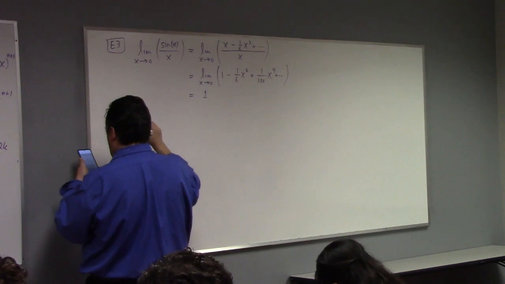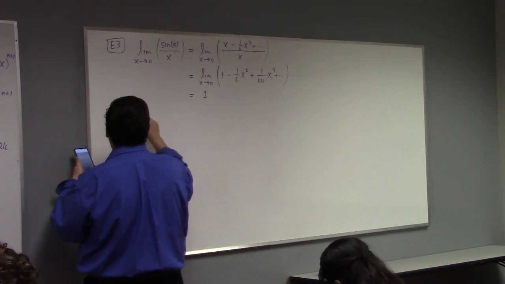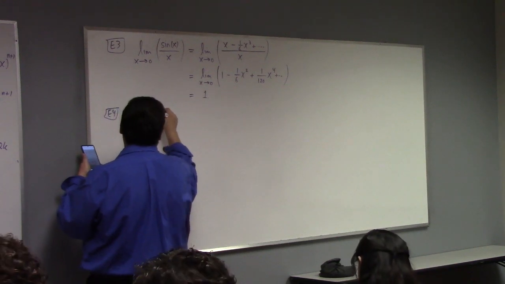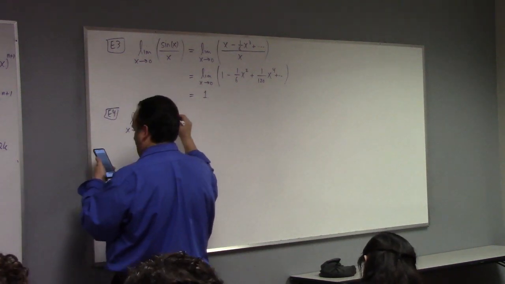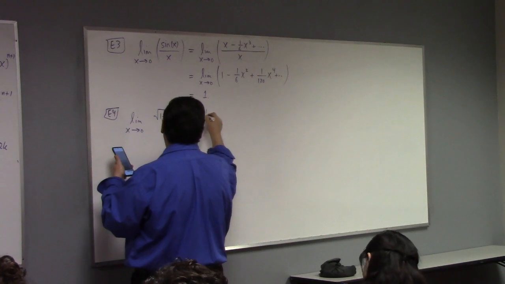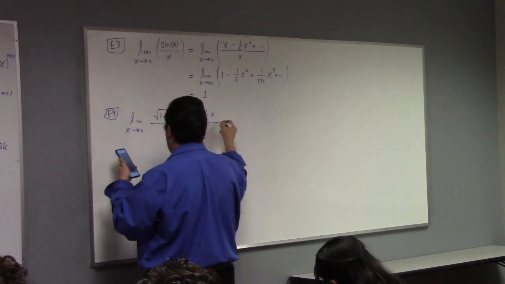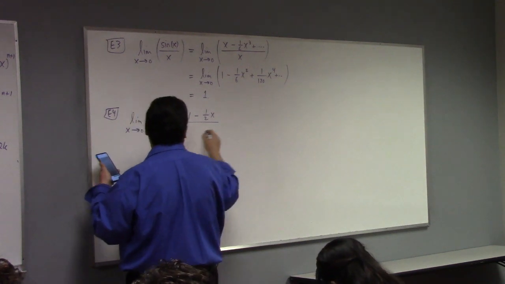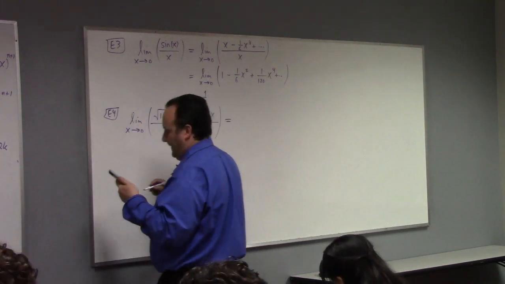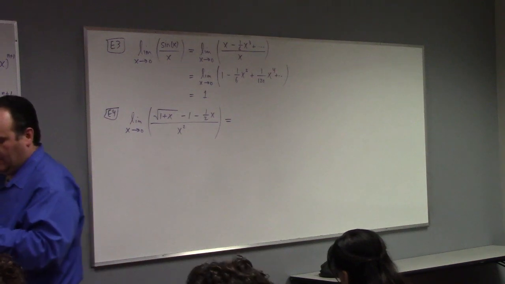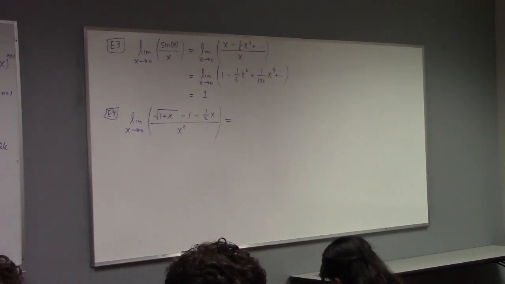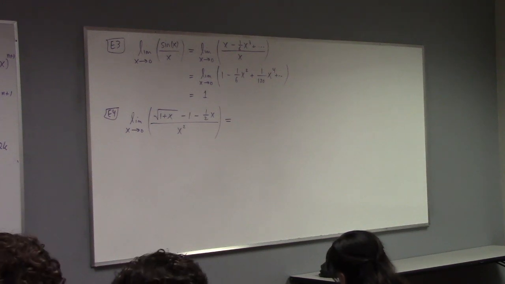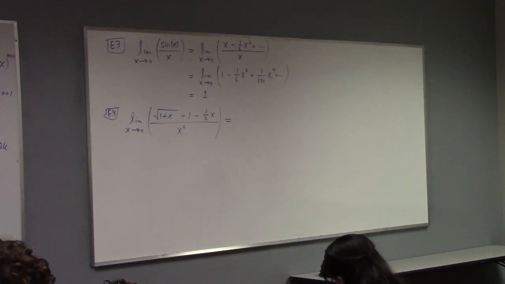How about the limit as x goes to 0 of the square root of 1 plus x, minus 1, minus 1/2 x, divided by x squared. First of all, it's indeterminate. If you plug in 0, you get 1 minus 1 upstairs, which is 0.